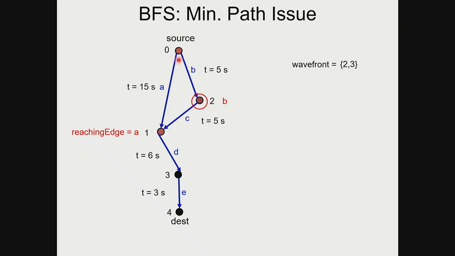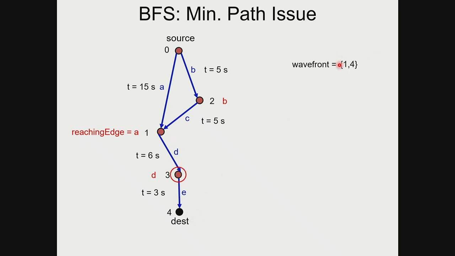So we visit the wavefront again. Now we're visiting node 2, and we store edge B. But when we visit node 2, we are going to push node 1 again to the wavefront. But later on, because it has been marked visited, we won't visit it again, right? So now we visit 3 next, and we push 4.